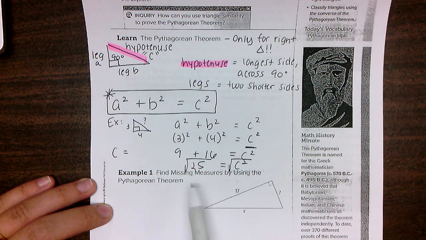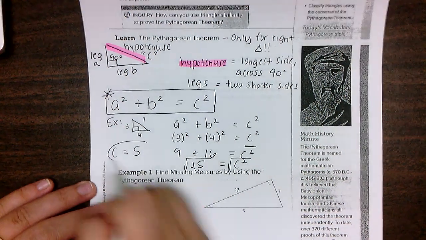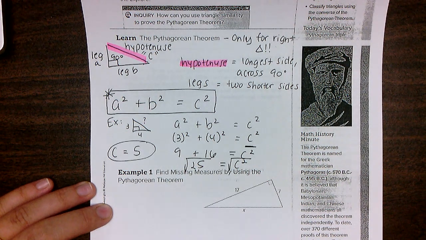And basically all that's asking is, what can I multiply by itself to get me that 25? Well, 5 times 5 is 25. So that means the square root of 25 is going to give me 5. And that is my answer. My hypotenuse is 5.